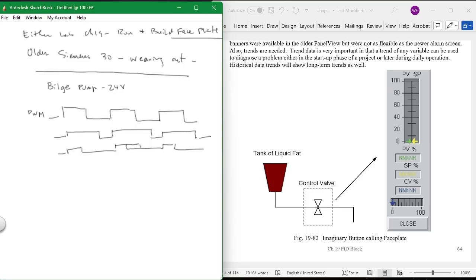There are 2 8-point labs that I'll accept from Chapter 19. One is a faceplate with the ball and tube. The other one is 2 faceplates with the tank over tank, because there are 2 PID loops with the tank over tank. There is 1 PID loop with the ball and tube. So you can either do one, or you can do the other, or you can do them both.